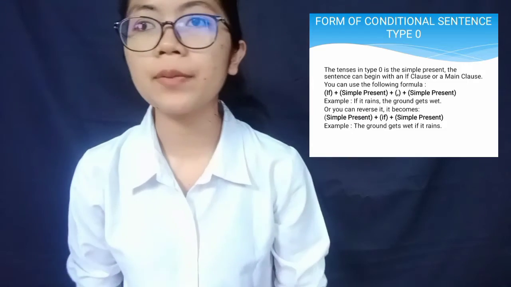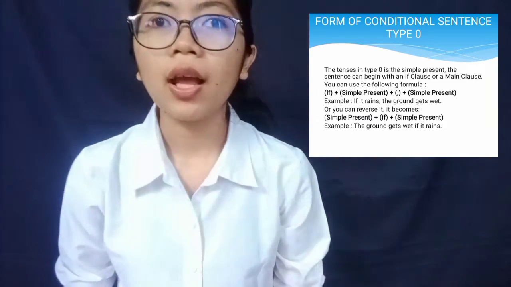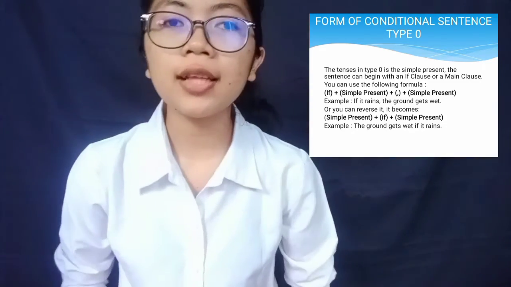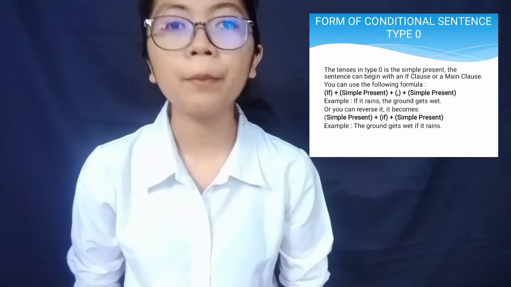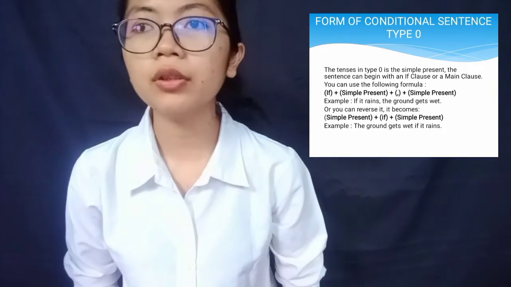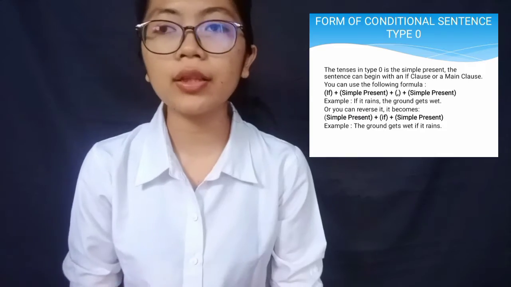The tense in type 0 is the simple present, and the sentence can begin with an if clause or a main clause. You can use the following formula to create a conditional sentence type 0: if plus simple present, comma, simple present. For example, if it rains, the ground gets wet. Or you can reverse it: the ground gets wet if it rains.